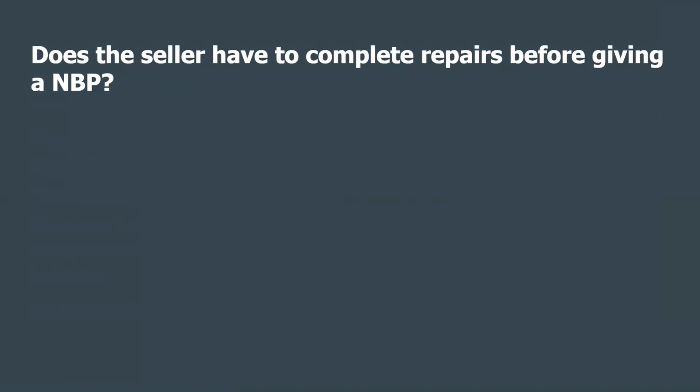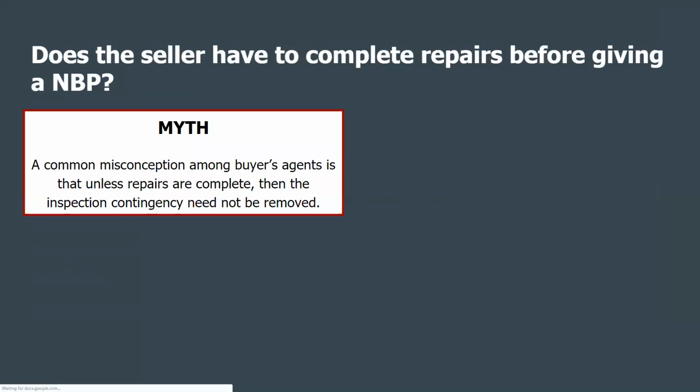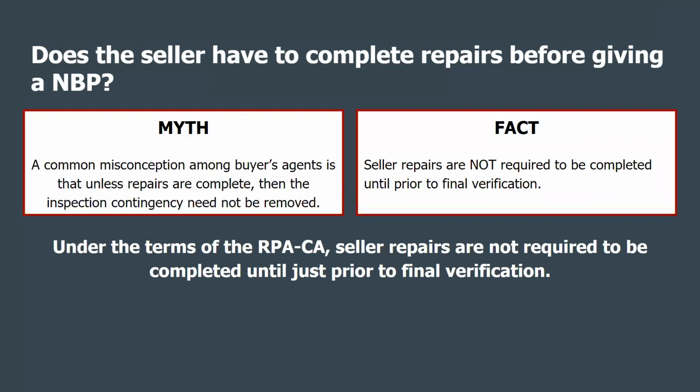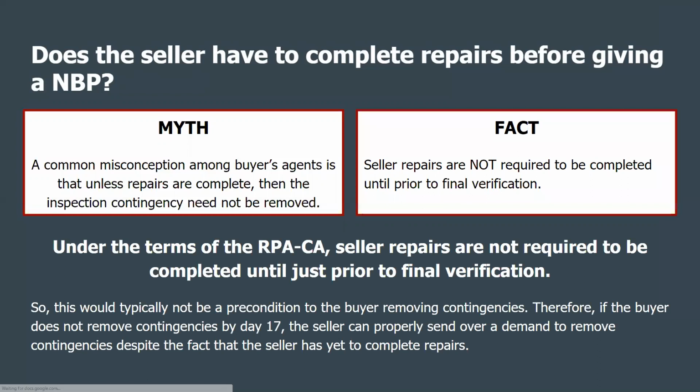Does the seller have to complete repairs before giving a notice buyer to perform? This comes up quite a bit. So the myth, a common misconception among buyer's agents, is that unless repairs are complete, then the inspection contingency need not be removed. The fact is, seller repairs are not required to be completed until prior to final verification. So under the terms of the RPA, seller repairs are not required to be completed until just prior to the final verification, which would be the walkthrough.